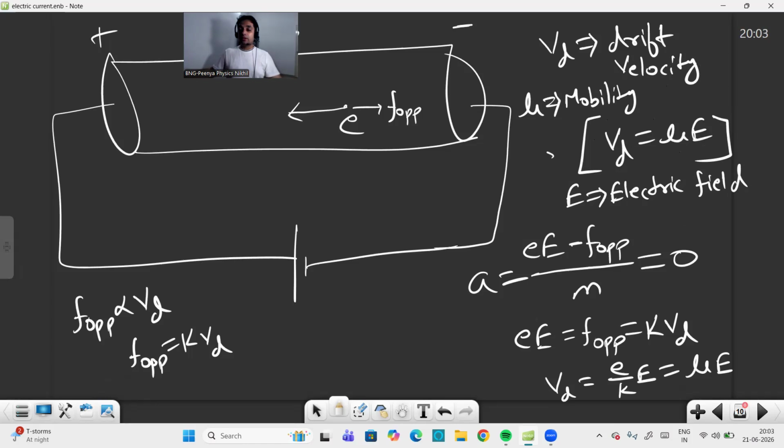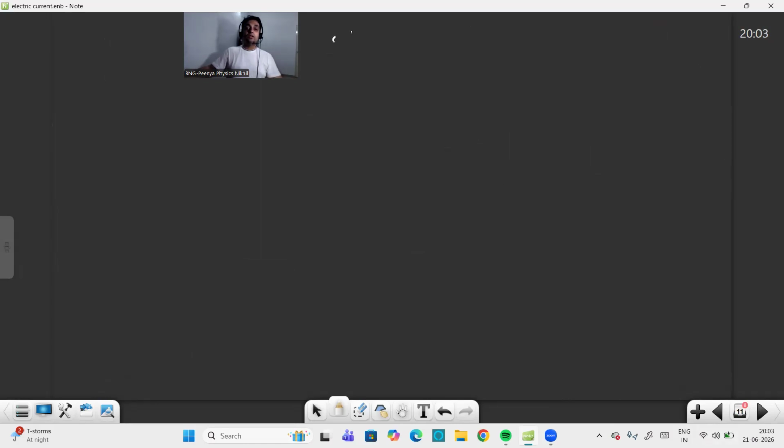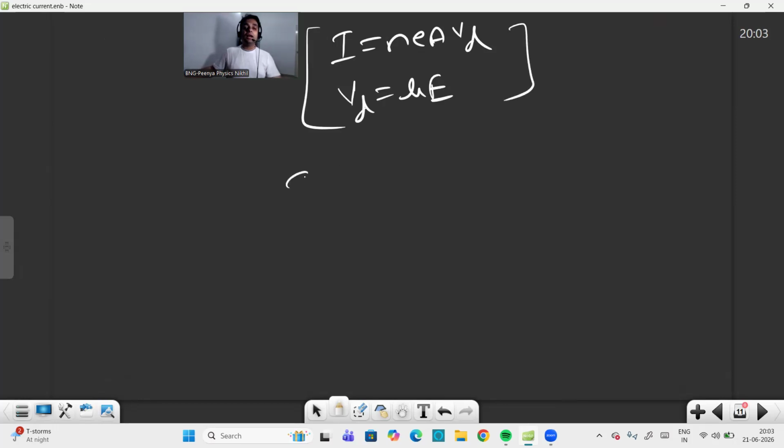One by one we will discuss that. So we got the relation I equals nevA, and vD equals mu into E. Correct? These two relations we got. Now we can write I equals nevA, and for the vD value, we can write mu into E.